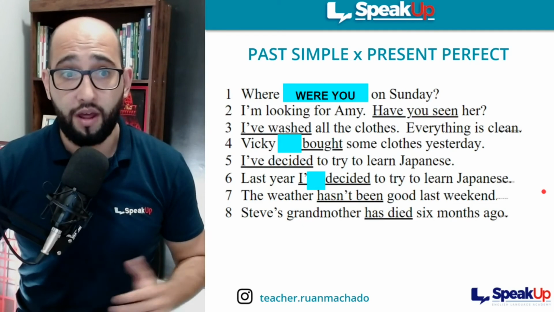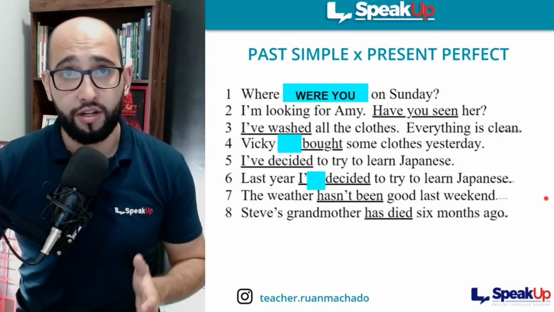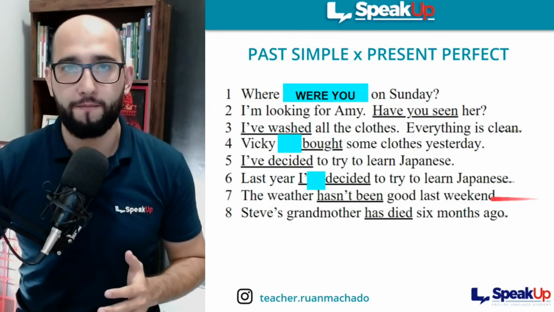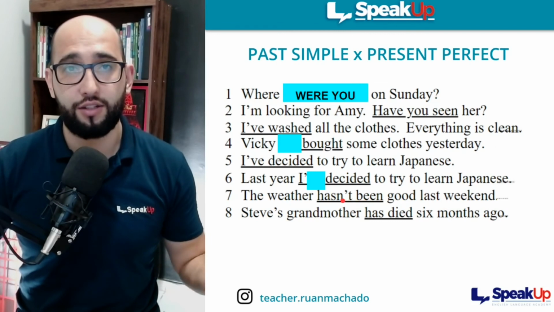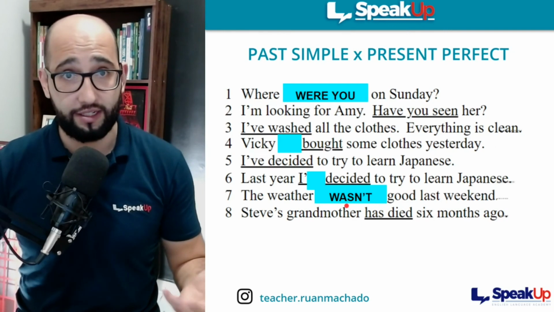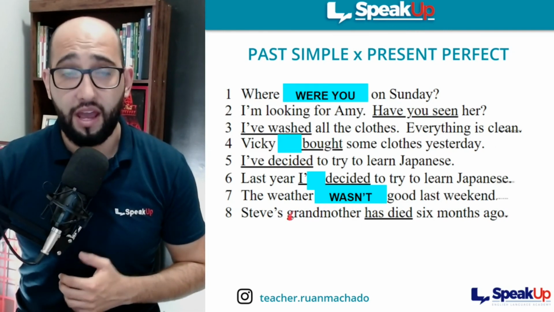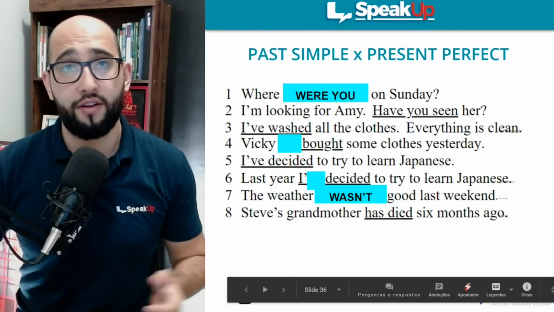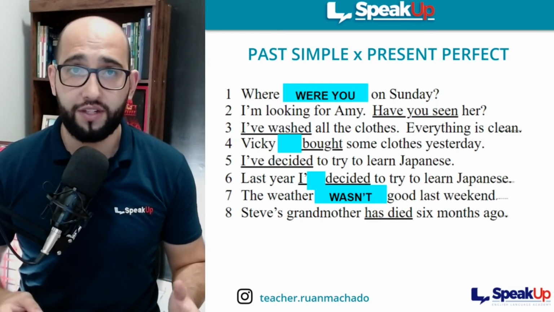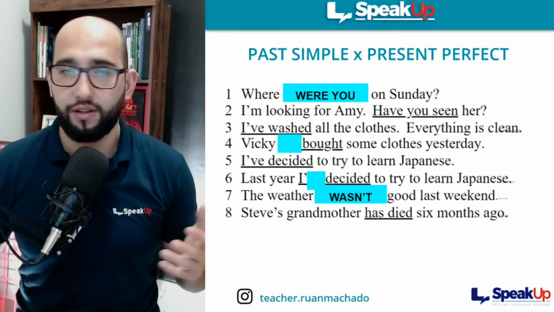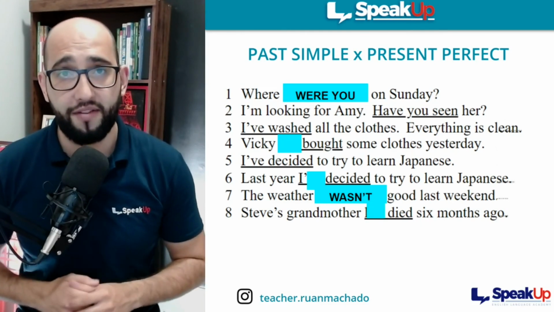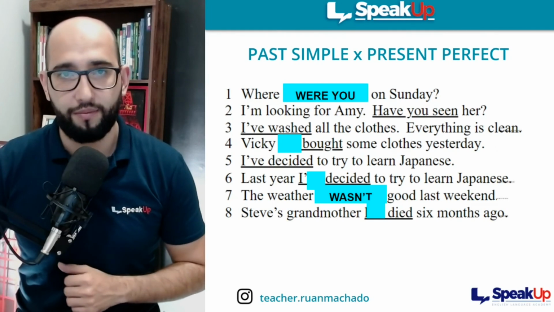Number 7, the weather hasn't been good last weekend. No, when I use last weekend, I need to use the past simple of the verb. So, the weather wasn't good last weekend. And 8, Steve's grandmother has died 6 months ago. Once again, I have the expression of time 6 months ago, then I can't use the present perfect. I must say Steve's grandmother died 6 months ago.